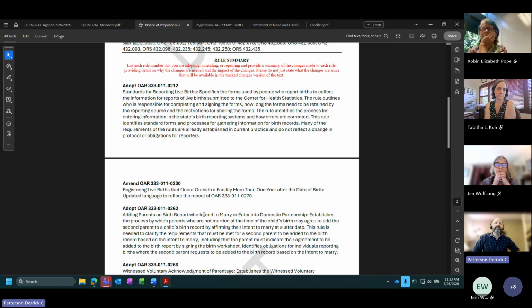This rule identifies standard forms and processes for gathering information for birth records. Many of the requirements of the rules are already established in current practice and do not reflect a change in protocol or obligations for reporters.